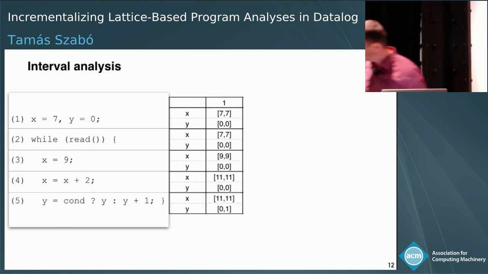You can see here, for example, at this point we have now for the x variable 11, 11. This is actually coming from here, so from statement 4. And then because of the ternary expression, we also have a new interval for the variable y.